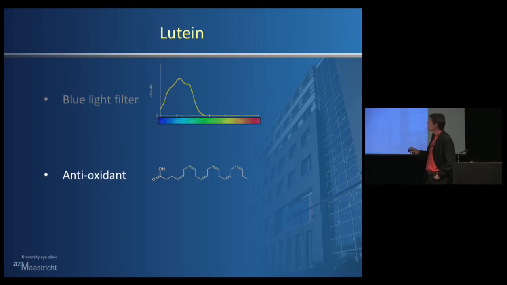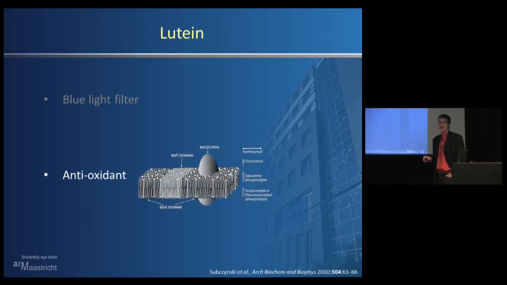And then, of course, there are the antioxidant properties it has. This is DHA, which is abundant in the outer segments of the photoreceptors. And as we have learned during this conference, zeaxanthin and lutein, because of their structure, are stacked in the outer segments of the photoreceptors, where they have these antioxidant properties, and they can take care that the oxidation of DHA is prevented.